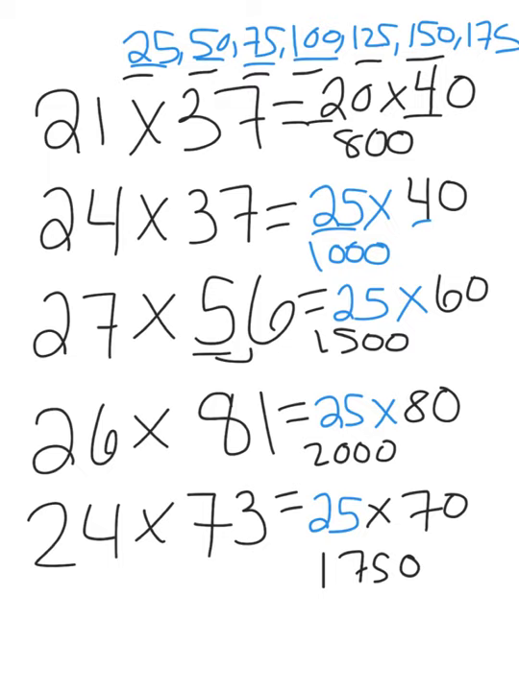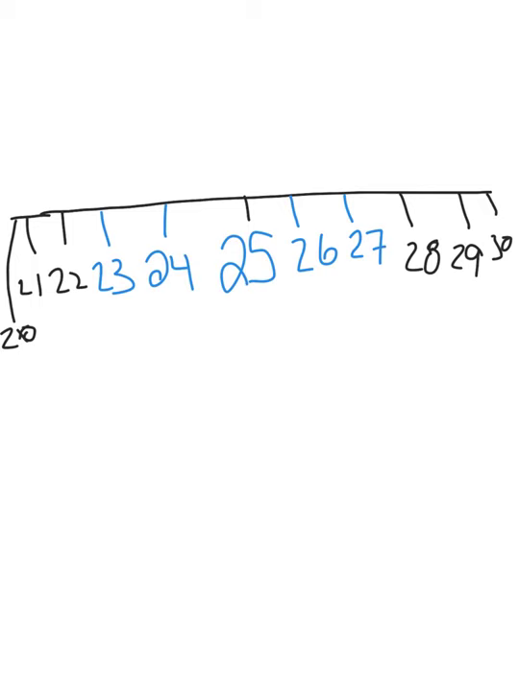So the key in doing this is just being able to count quarters, or being able to count by 25s. And if the number is closer to 25 than 20 or 30, we're going to use compatible numbers to round to 25. I have drawn a number line for you from 20 to 30.